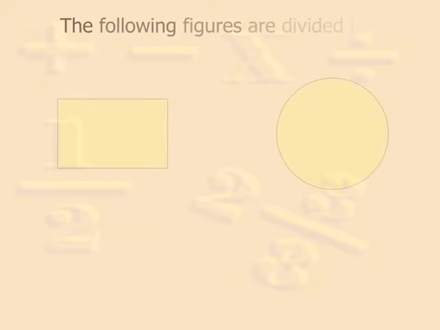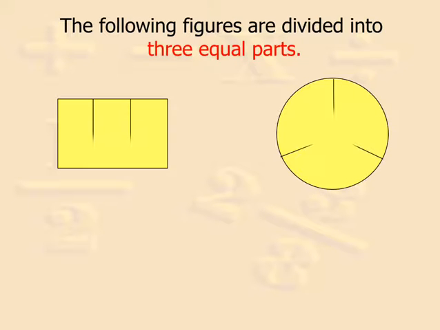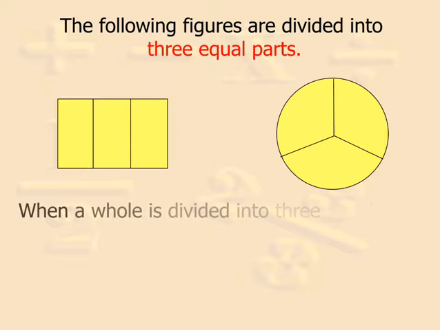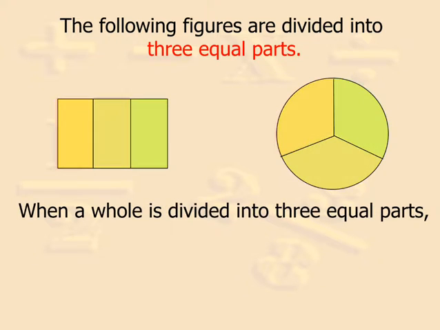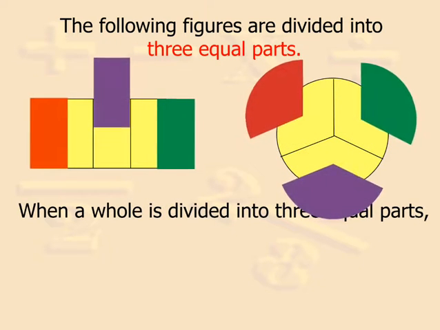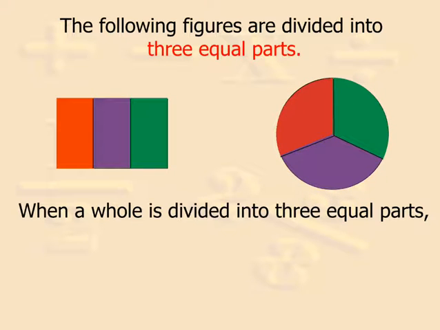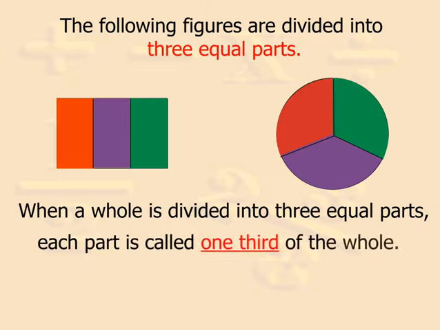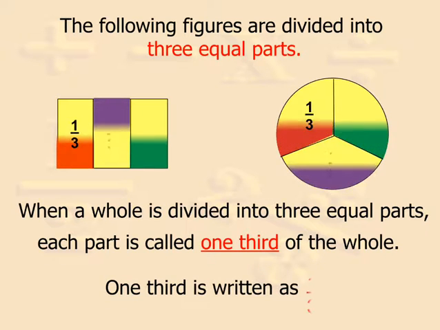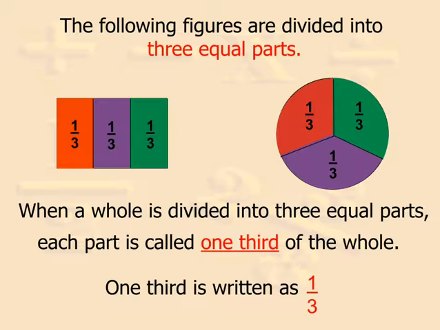Now, the following figures are divided into 3 equal parts. When a whole is divided into 3 equal parts, here we are shading them red, purple and green respectively. Then each part is known as 1/3 of the whole, meaning we are considering one part of 3 parts. Each part is known as 1/3.